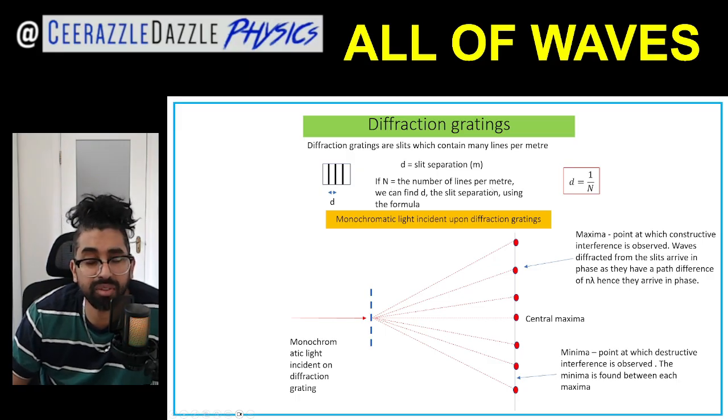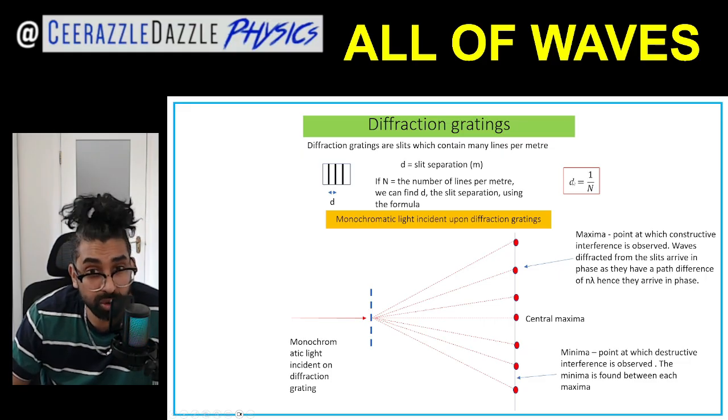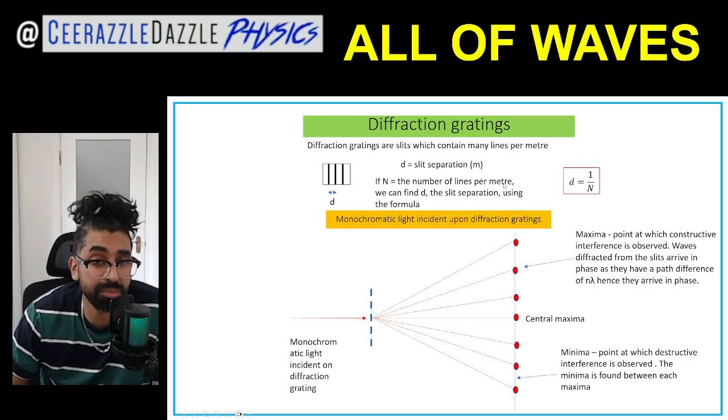So they might say to you, I've got 300 lines per meter, and therefore you've got to calculate the slit separation between them. In order to do that, the slit separation d is equal to 1 over n, where n is the number of lines per meter. Make sure you've actually converted it into number of lines per meter, yes? Sometimes they give it to you in number of lines per millimeter.